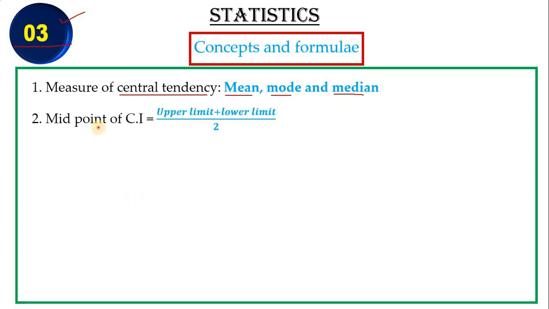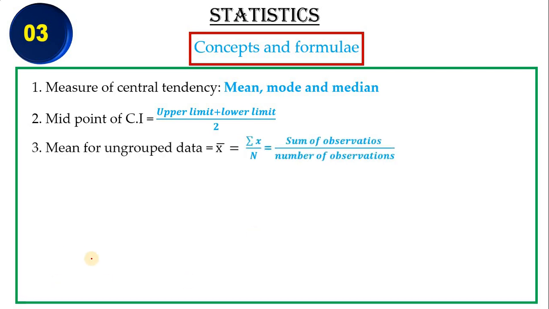Next point, midpoint of class interval. We have a formula: upper limit plus lower limit divided by 2. So no need to always use the formula, children. For example, you have a class interval 10 to 20. In that case, do the mind work. Add 10 to 20, you will get 30. That 30 divided by 2, you will get 15. So 15 is the midpoint of this class interval. So easily we can add up and then divide it. I have said not to always use the formula, we can use mind work for that.